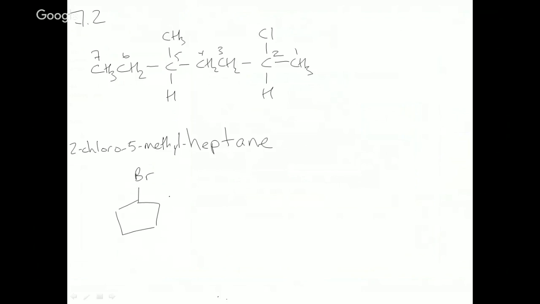A ring. This one comes out to be 1-bromo-2-ethylcyclopentane. And the alphabetizing and the number in the ring sort of coincide. Okay, so the 1 and 2. Bromo comes before ethyl, so therefore it is number 1.